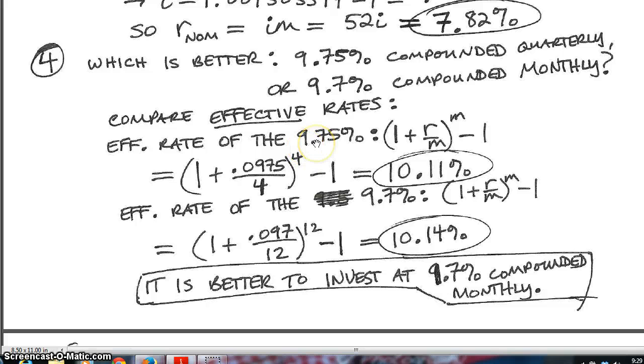So for the 9.75, if you take a quarter of that, add 1, raise it to the 4th, subtract 1, we get an effective rate of 10.11%. If you do the same thing to the 9.7 here, divide by 12, add 1, raise to the 12th, minus 1, it's 10.14, just a little bit bigger. So in fact, the 9.7, if you compound it monthly, is a higher effective rate than the 9.75 compounded quarterly. So it's better to invest at 9.7% compounded monthly.